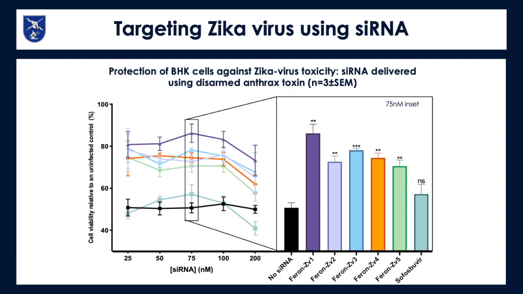But this time, we tested a range of concentrations from 25 to 200 nanomolar. And what we documented across the board was that siRNA was able to significantly protect BHK cells from Zika virus-induced toxicity. Here we also tested a commonly used drug, sofosbuvir, which in this instance didn't have a significant impact on the cells.